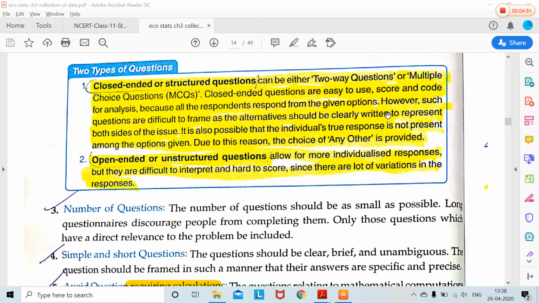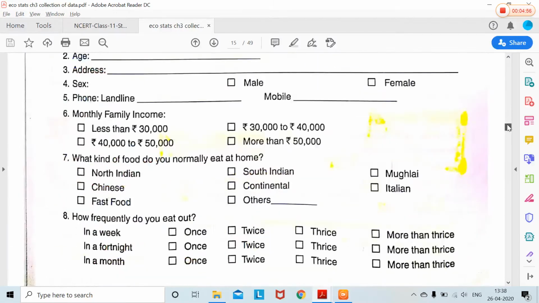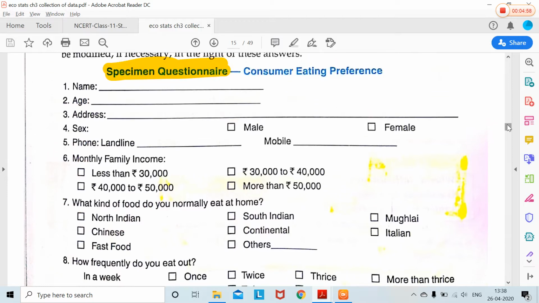Now let us just see one sample questionnaire which is there, and then you will be making your own questionnaire. Let us just see one.